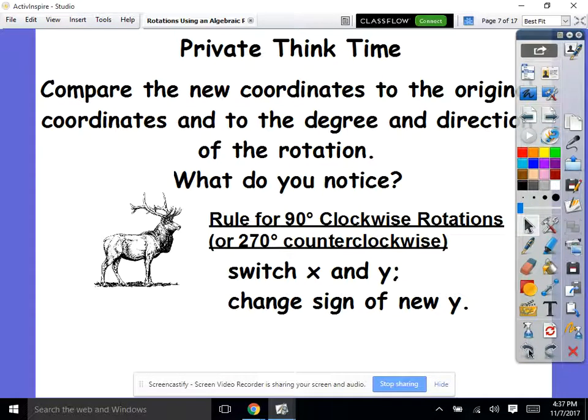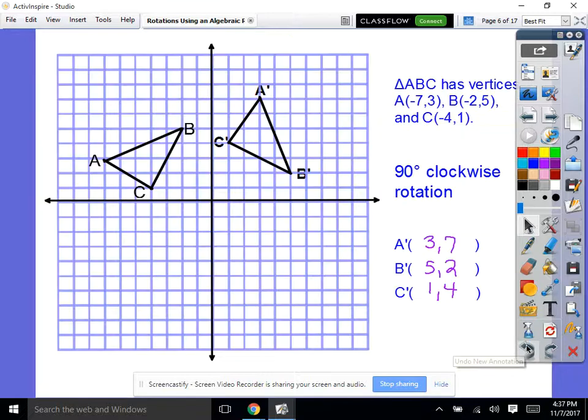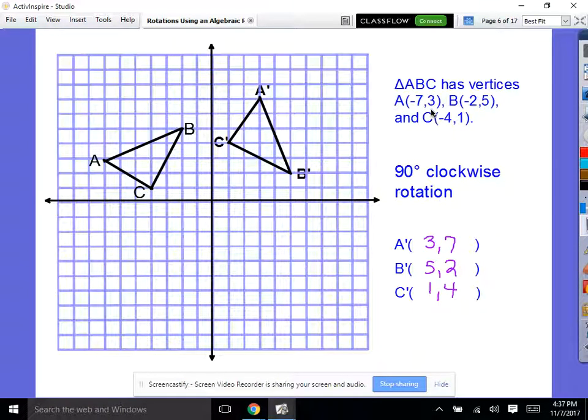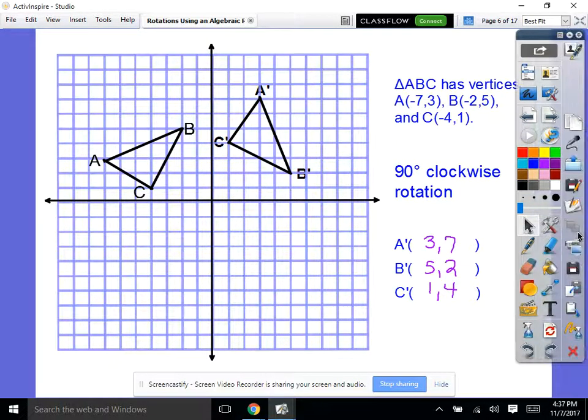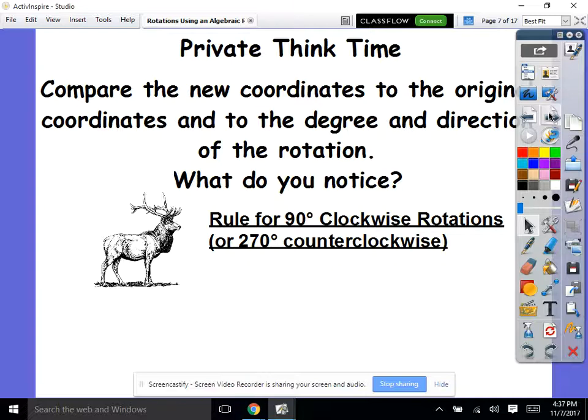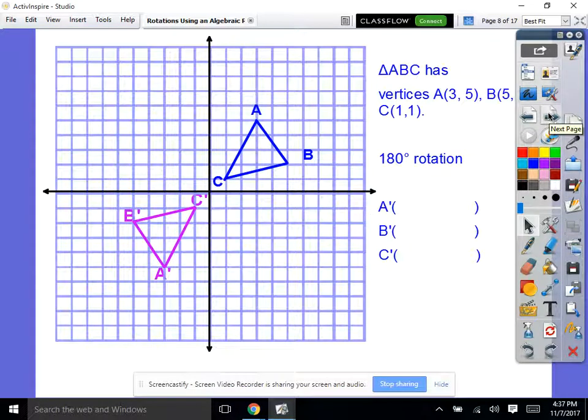Now let's go back and look at that to see if that's what happened. So we switch X and Y to become 3, negative 7, and then change the sign of the new Y, so it becomes positive 7. Switch, so you have 5, negative 2, and then change the negative to a positive. Switch, so it's 1, negative 4, and then change the sign of the Y to positive.